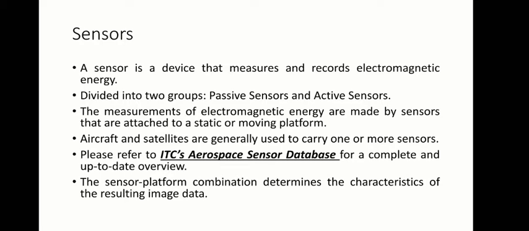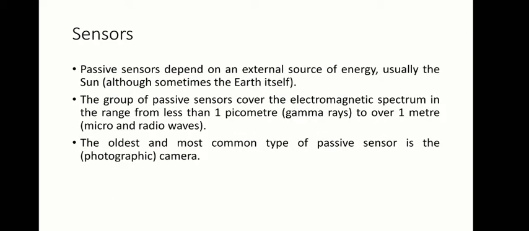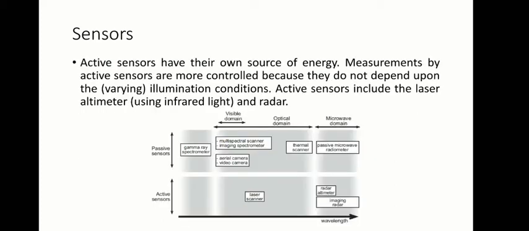Then comes the active sensor. Active sensors have their own source of energy. Measurements by active sensors are more controlled because they do not depend upon varying illumination conditions. Active sensors include the laser altimeter using infrared light, and radar.